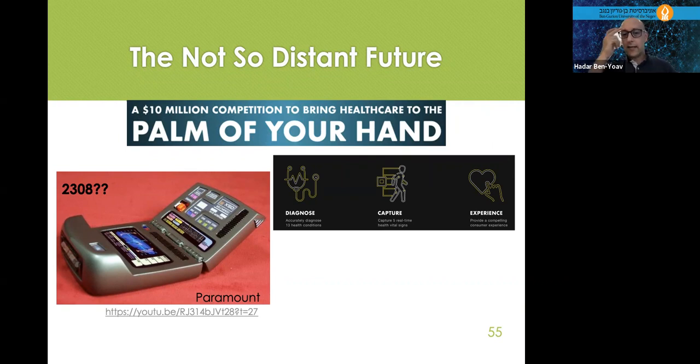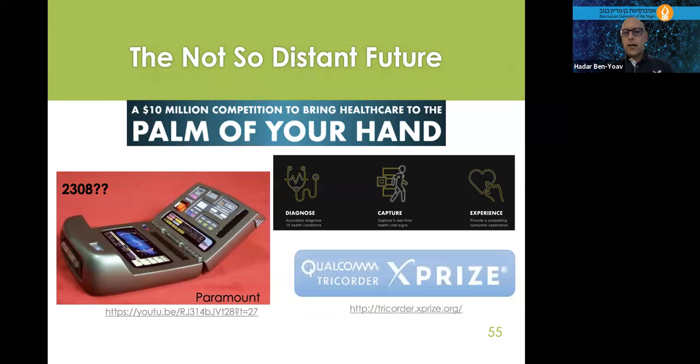So there was a challenge about 10 years ago that offered $10 million for any group that would show they invented a device that can do diagnosis, capture information from the person, and do the analysis directly from that without touching the person. This was done by XPRIZE, the Qualcomm Tricorder. You're welcome to go to this link and see who won.